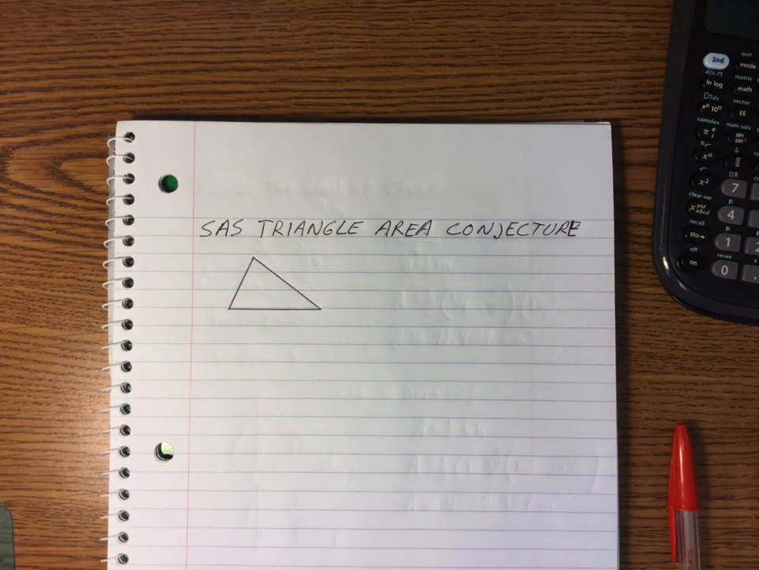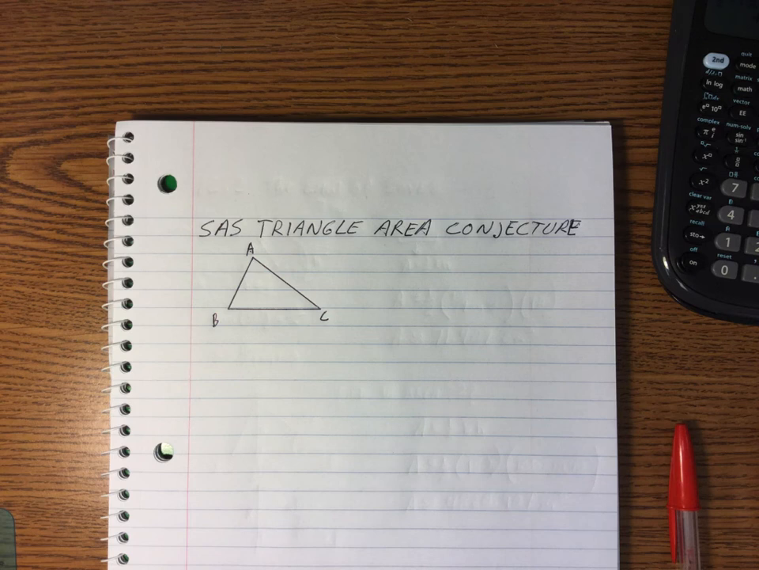So that idea brings us to the side-angle-side triangle area conjecture. Let's build ourselves a triangle. Let's call it A, B, and C. Note that the side opposite A is sometimes called little a. So there's angle A, and the side opposite it is side a. Likewise, that would be side length b, because it's opposite angle B, and there would be little c, because it's opposite angle C.